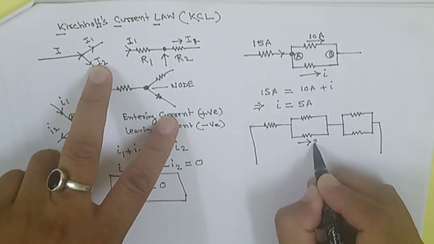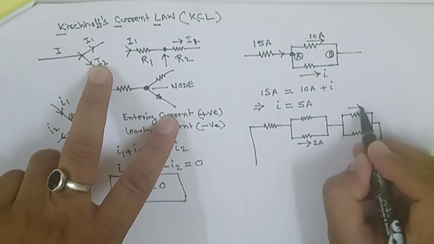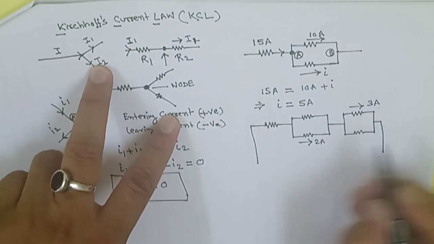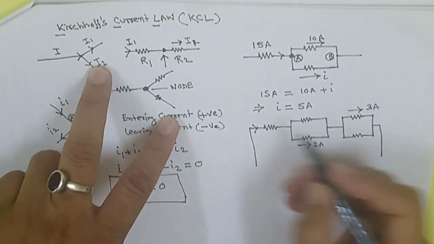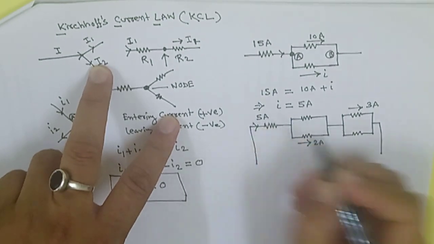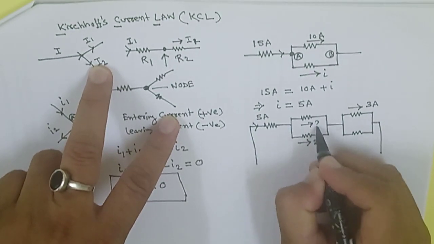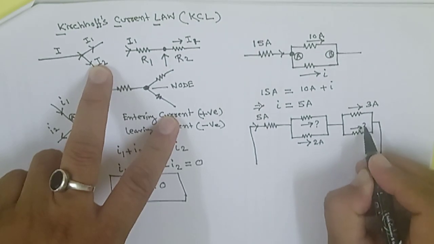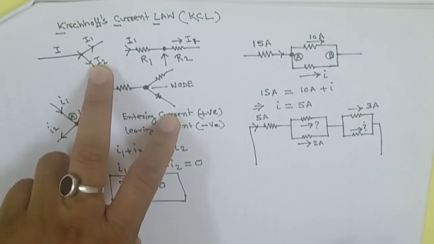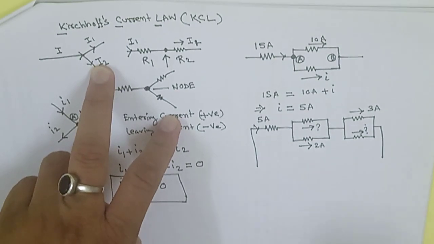Here the current is 2 ampere, here the current is 3 ampere, here the current is 5 ampere. You have to calculate the current here and also the current here. How can you find it out? Now check. This is very simple.